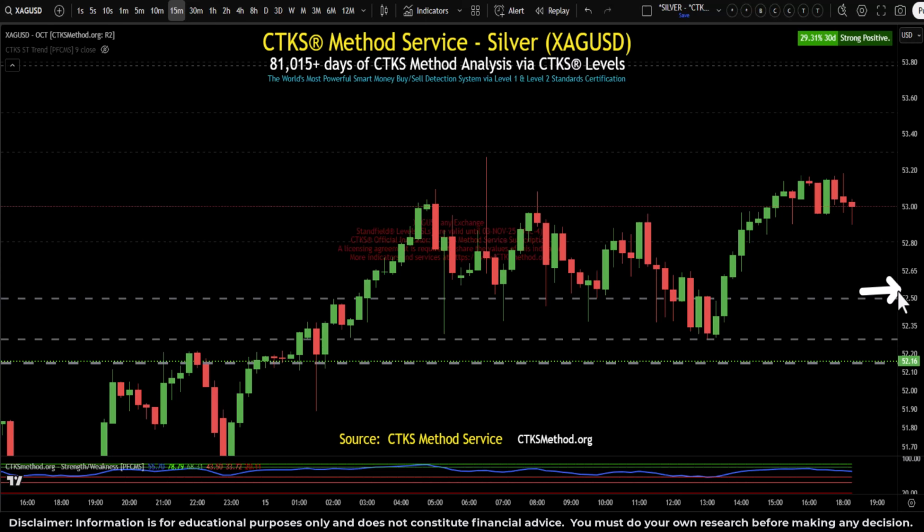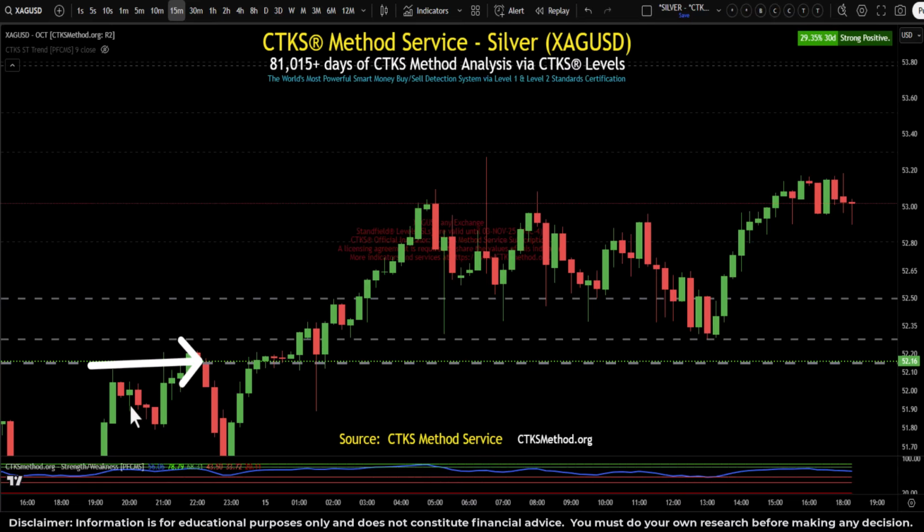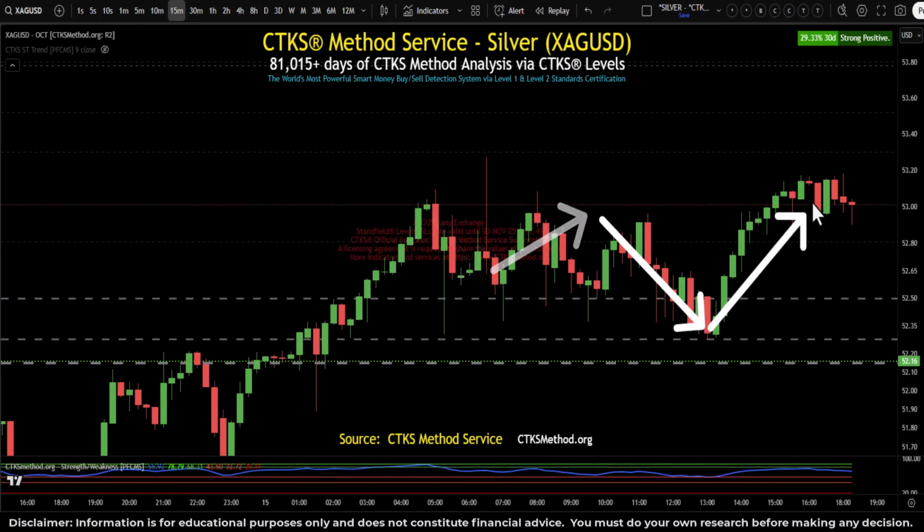We know already. And silver has been analyzed through level 1 and level 2 standard certification in excess of 80,000 days worth of data. All the number crunching has been done for you. So when you look at this 52.16, it's a really important level. It acted as resistance. We got above, wobbled around a bit, broke out, and have come back and retested that level. So we've definitely got buyers in the commodities markets at current times.